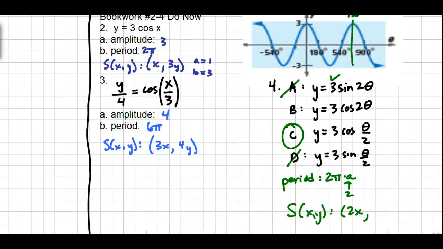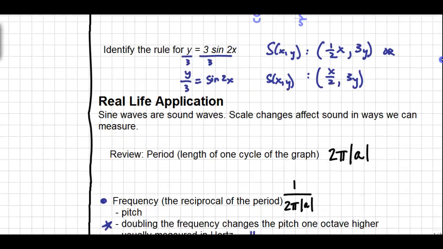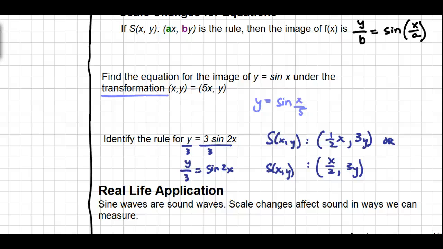Lastly, I'd like to go back and look at one more of the questions that we've already done and talk about its graph. One of the things that students will eventually need to be able to do is graph. So let's go back and revisit this example that we did earlier of 3 sine 2x. So if you look at the rule that we wrote, either one, we can see here that the a is a half, or divided by 2, which would be the same thing, and the b is a 3.